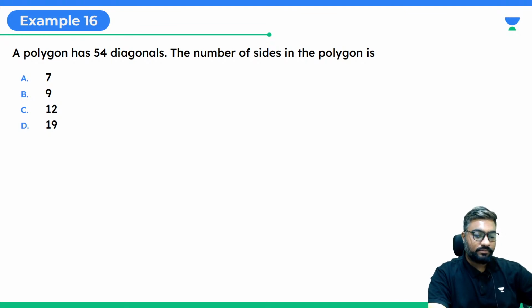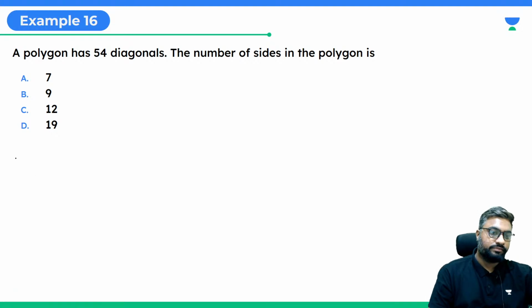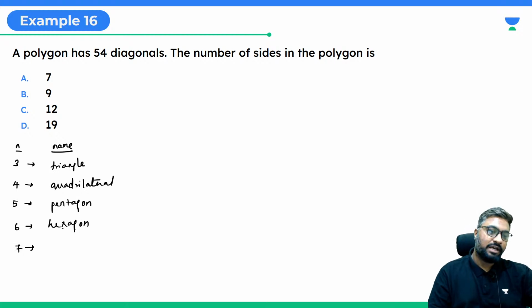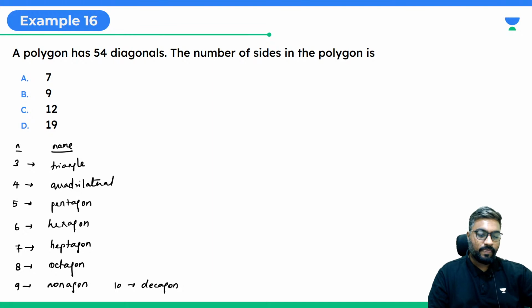Nonagon is a 9-sided polygon. 3 sides is triangle, 4 sides is quadrilateral, 5 sides is pentagon, 6 sides is hexagon, 7 sides is septagon or heptagon, 8 sides is octagon, 9 sides is nonagon, and 10 sides is decagon. Okay, cool.